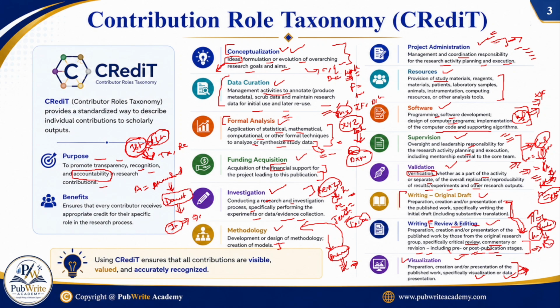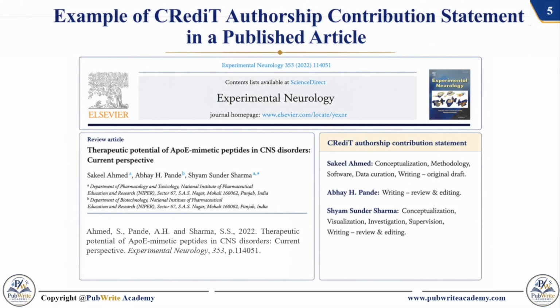So let's consider this: you write a review, and your guide will come under writing, review, and editing, because he or she will review your manuscript and give you input on it. So these are the 14 criteria you need to understand that come under the CRediT taxonomy. And now come to the example.